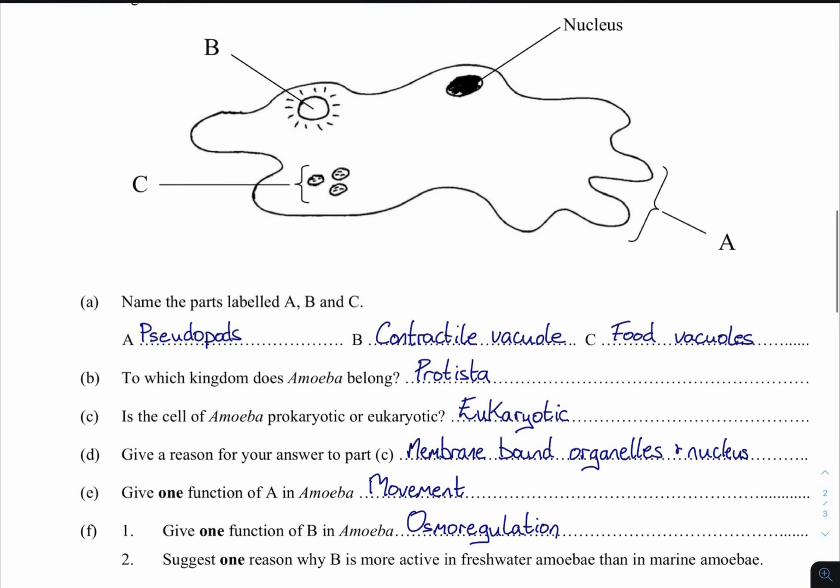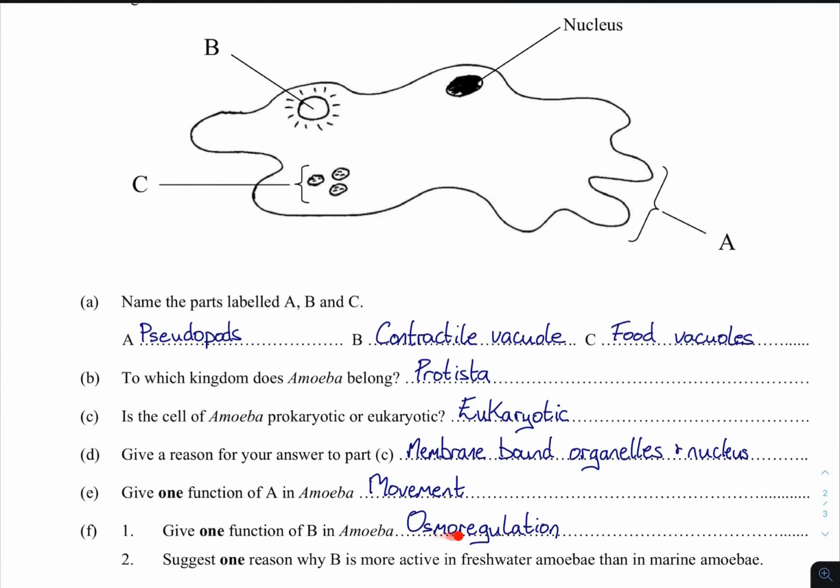Finally, give one function of B in amoeba. So B, the contractile vacuole, which is over here. The only function you need to say for us is osmoregulation. I don't really know what other functions you could be learning off for this, to be honest. So osmoregulation is the key one there.